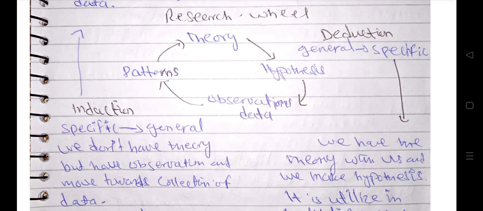Let's discuss an example of induction. For example, you saw a pigeon, right? A specific pigeon, and you observe that it flies. So from that, you make a generalization that all birds can fly, right? You make a general statement that all birds can fly. So this is inductive reasoning, right?